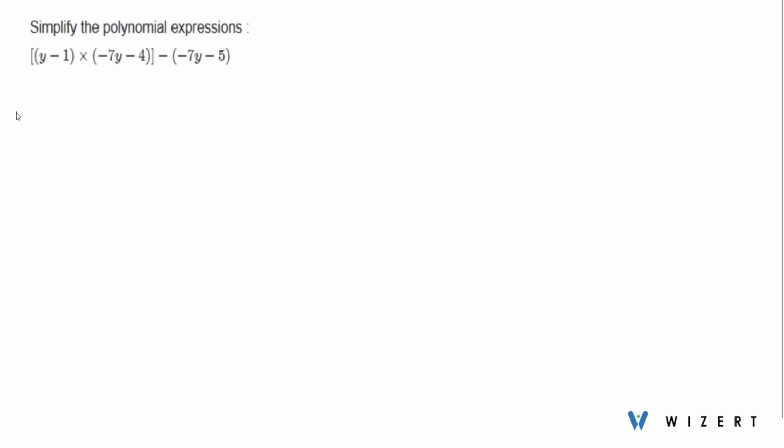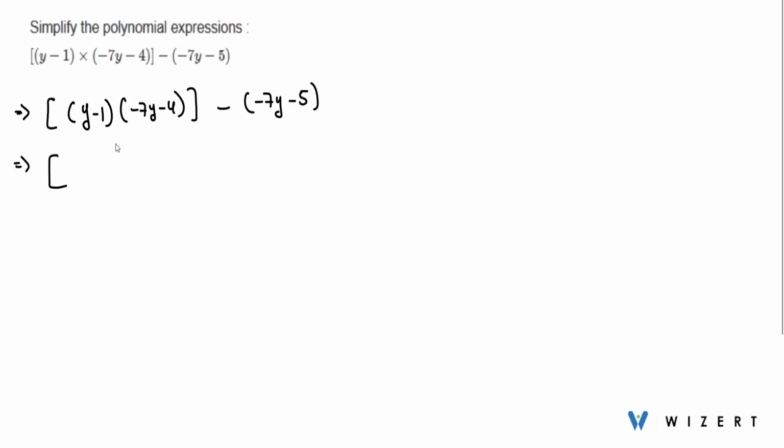So let's proceed. The expression given to us is (y minus 1) multiplied by (minus 7y minus 4), and then we have minus of (minus 7y minus 5).